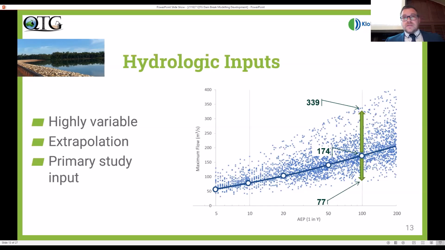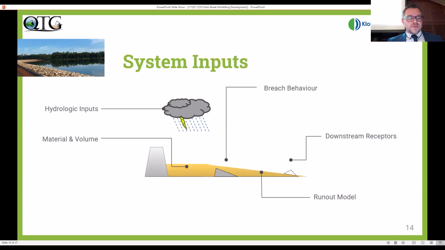And so by definition, the PMP being on the edge of credibility would have massive uncertainty attached to it. And so even with a good solid estimate of extreme rainfall, are we adequately representing this in the rest of our analysis, considering how much of an important part it can make to the study? Back to our system inputs.